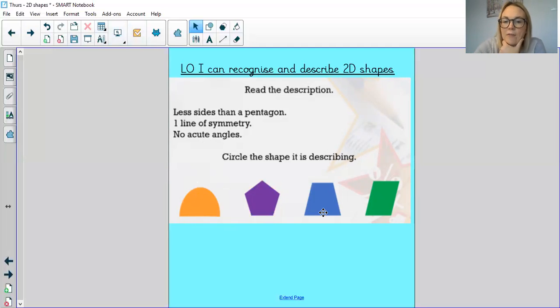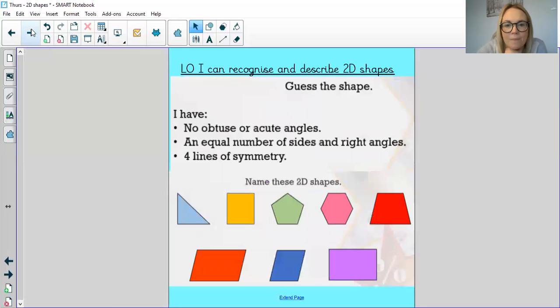Of course, here I've got my trapezium, and that's got 2 acute angles and 2 obtuse angles. And here I have got my parallelogram, which has got, again, 2 obtuse and 2 acute angles. Okay, and it's got less sides than a pentagon, so it can't be the pentagon. Okay, let's move on. So have a think now. Can you guess what I'm describing?